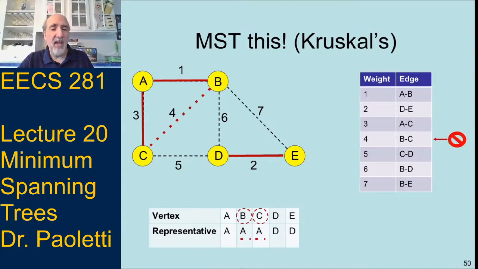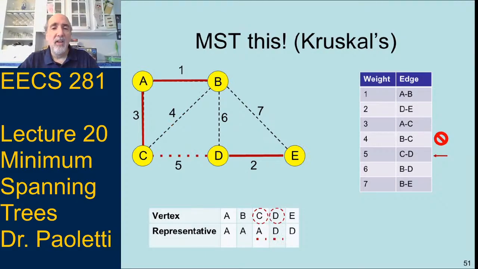All right, what about the edge BC? We do a find on B. B says A, and we don't stop there. B says A, and A says A, so we know we've found the ultimate representative of that group. So B's ultimate representative is A. We ask C, who's your representative? C says A, A says A. A is the ultimate representative of C's group. They both have the same representative. They are already together, so we cannot pick the edge BC because it would have produced a cycle.